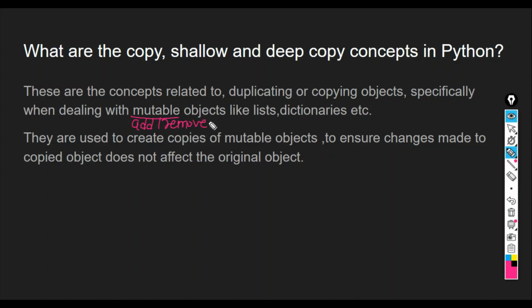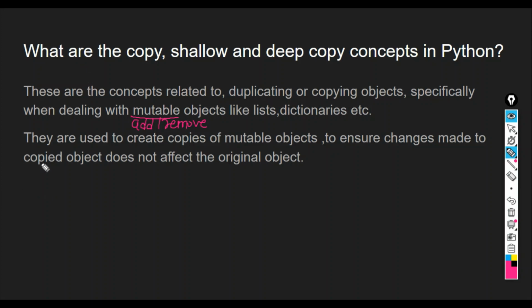So when you are dealing with such mutable objects, at that time you need to use this copy concept. Copies of mutable objects are created to ensure changes made to the copied object don't affect the original object. So why are you going to create a copy of these mutable objects?